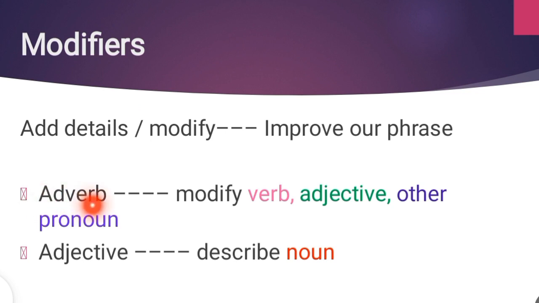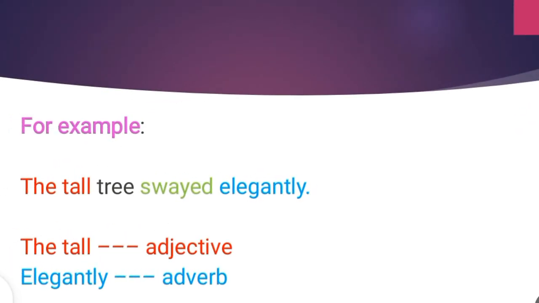Here adverbs modify verbs, adjectives or other adverbs, and adjectives describe or modify nouns. For example, the tall tree swayed elegantly. Here tall is an adjective because it is modifying the tree, which is the subject in the sentence. And elegantly is the adverb, which is modifying the verb in the sentence.